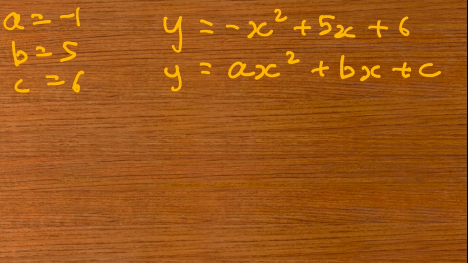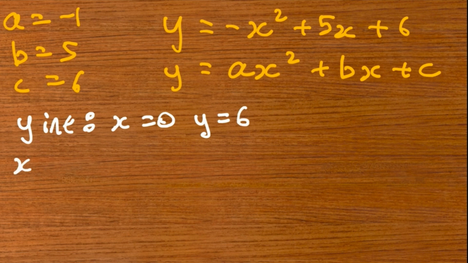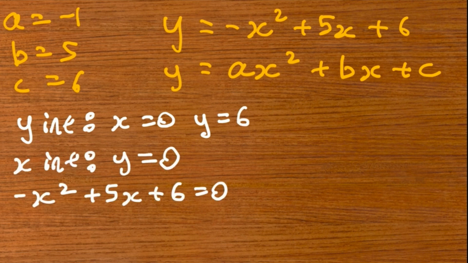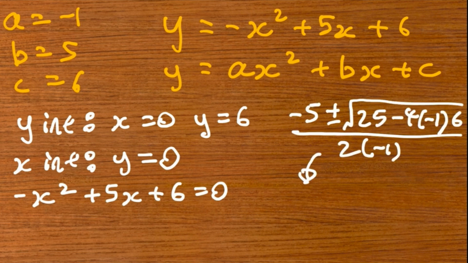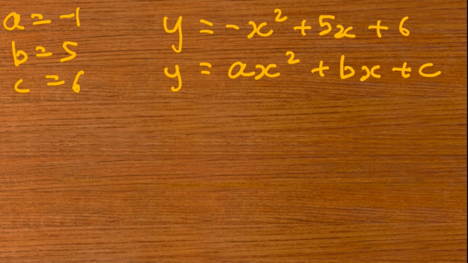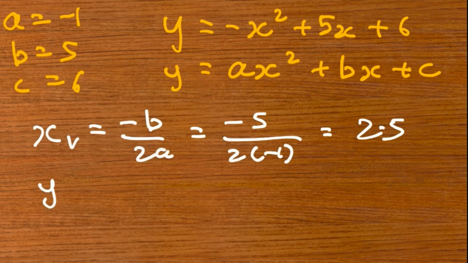Let's find our y-intercept by letting x be 0. So y is equal to 6. To find the x-intercept, we will let y be 0, and we shall again use our quadratic formula. There are two x values. x1 is equal to -1, and x2 is equal to 6. Now let's find the vertex. By substituting the x-coordinate of the vertex back into the quadratic equation, we can obtain our y-coordinate of the vertex.